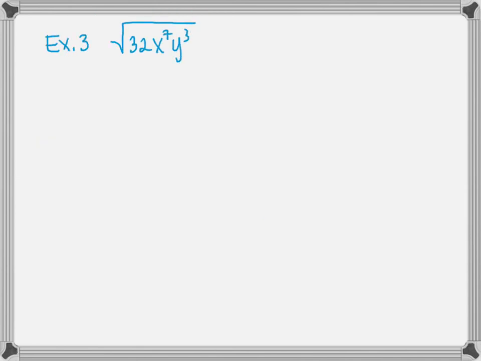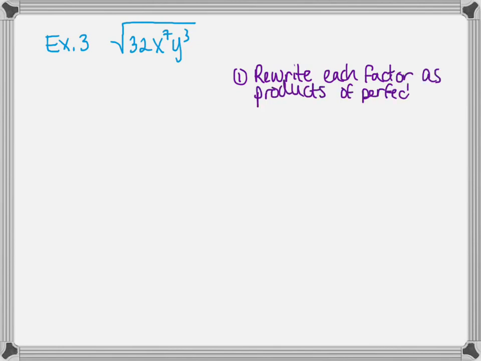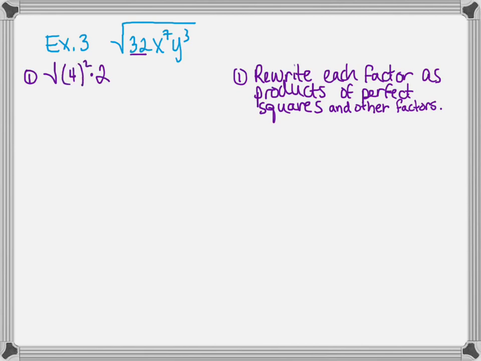Example 3. Let's simplify the square root of 32x to the 7th y cubed. So first, let's rewrite each factor as products of perfect squares, because we're square rooting, and other factors. So 32, the largest perfect square factor of 32 is 16. So I could write 32 as 16 times 2, or 4 squared times 2.